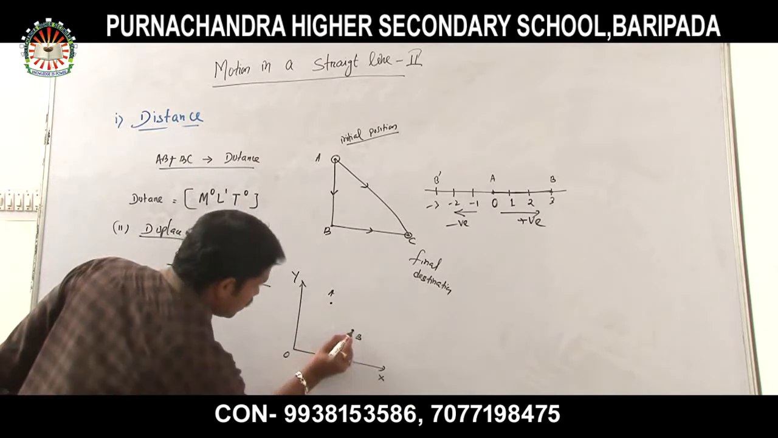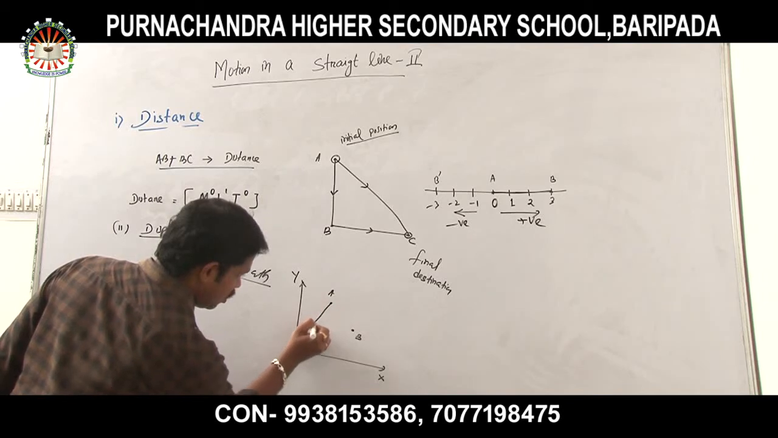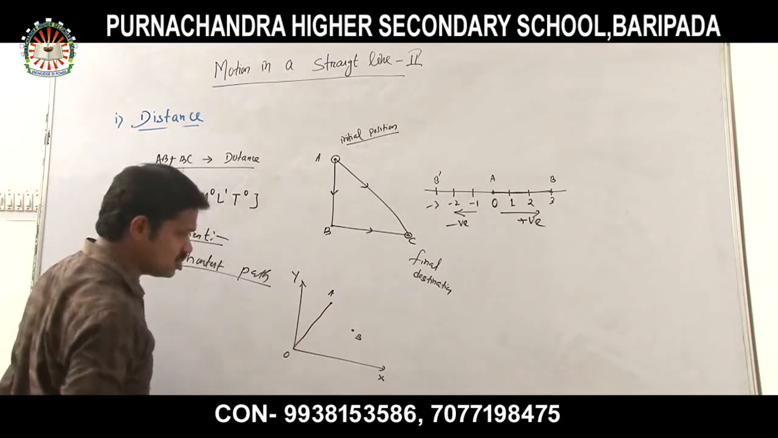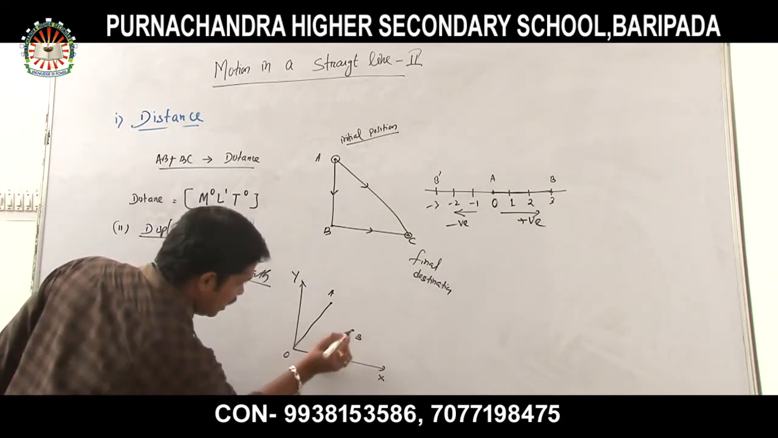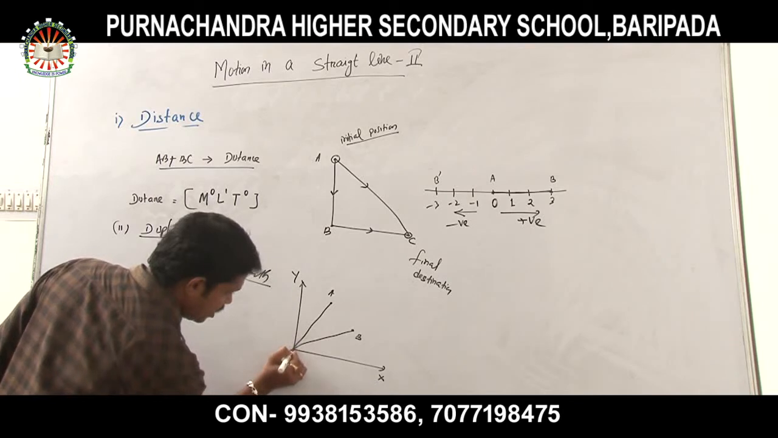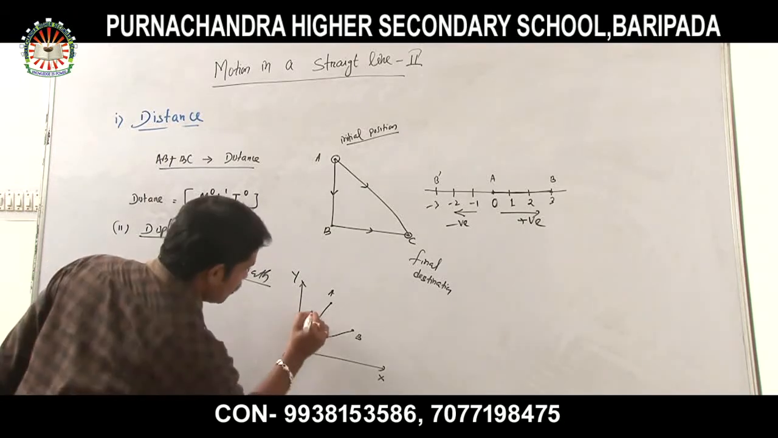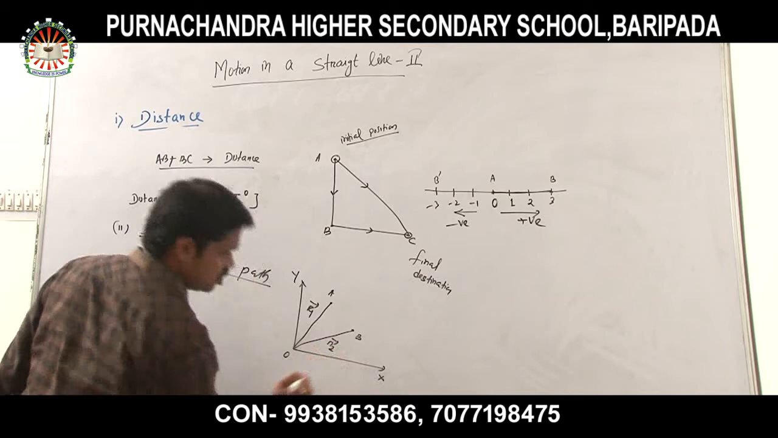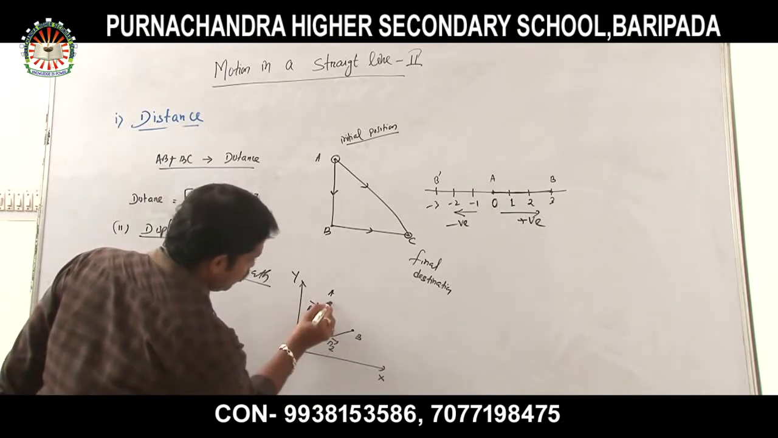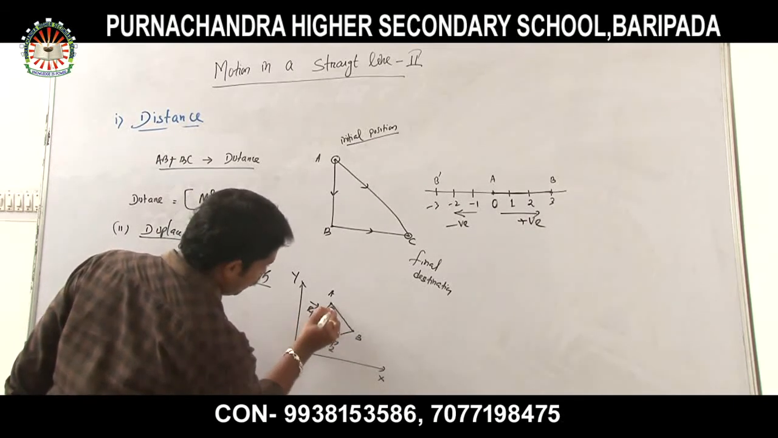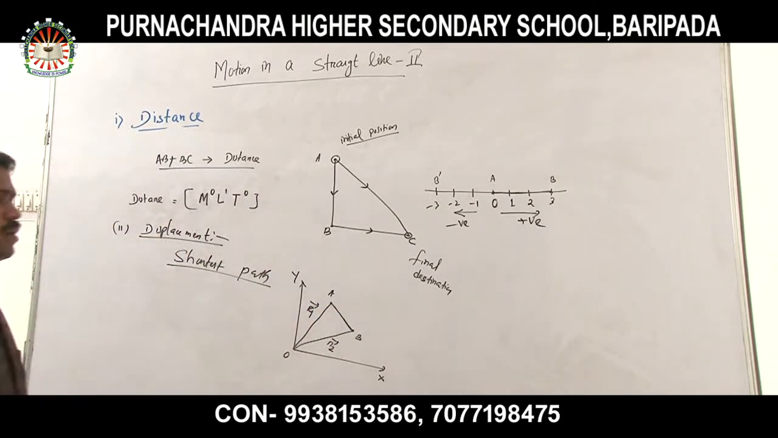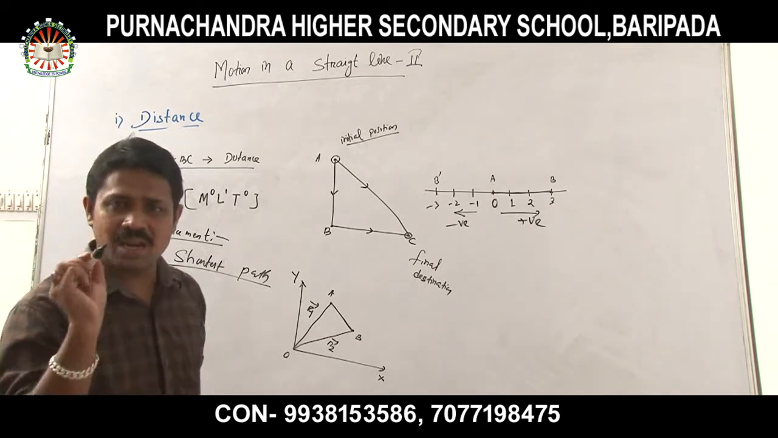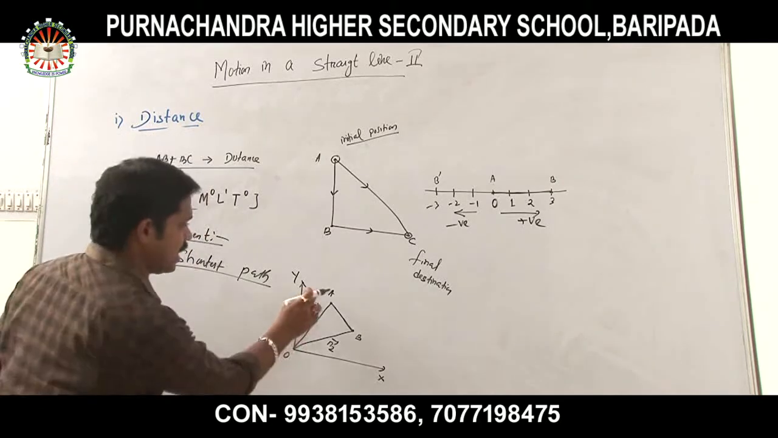Understood? So now, from point A, with respect to the origin, this is my position vector. From point B, with respect to the origin, this is my position vector. Suppose I name it, this is the R1 position vector, this is the R2 position vector. Then I want to find out the displacement, the minimum or the shortest path in between A and B.